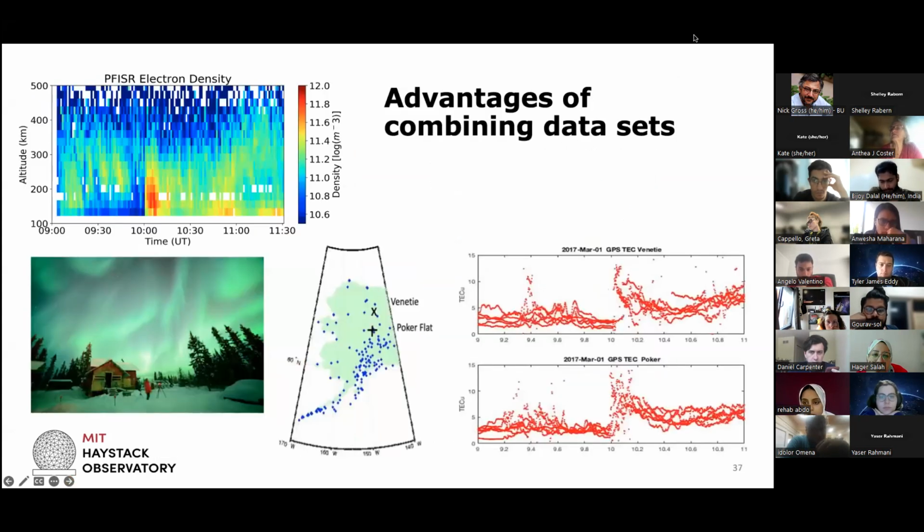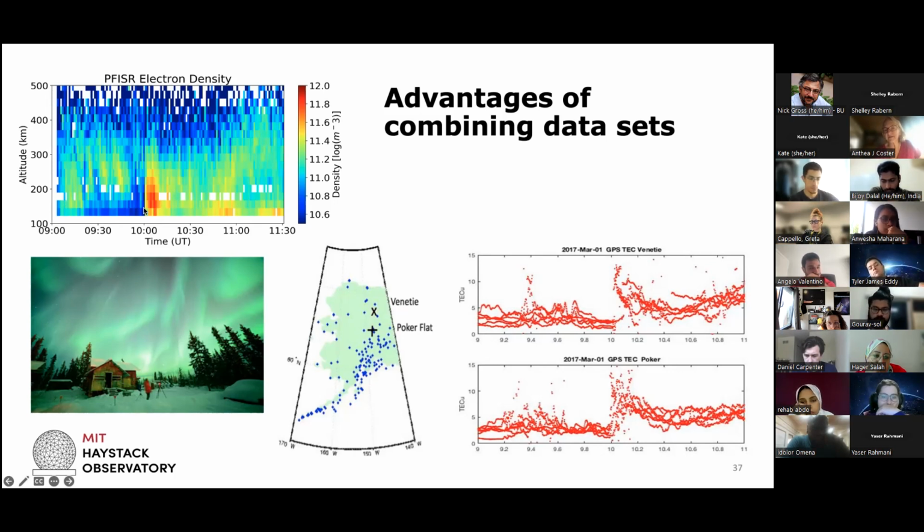Here, I'm just going to get on my hobby horse of trying to combine data sets. And this was an aurora. We were measuring it. This is Venetie, Alaska. This was the one and only time I've ever been in minus 47 degree Fahrenheit temperature. It was cold. It's about 250 kilometers north of Poker Flat. We had GPS receivers both at Venetie and at Poker Flat. There's a large auroral arc. PFISR was collecting data, and this data is pointed over towards Venetie.